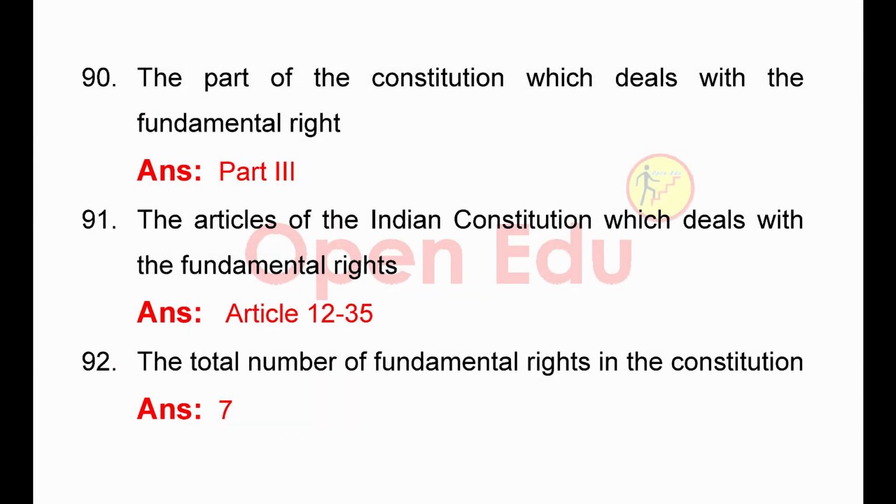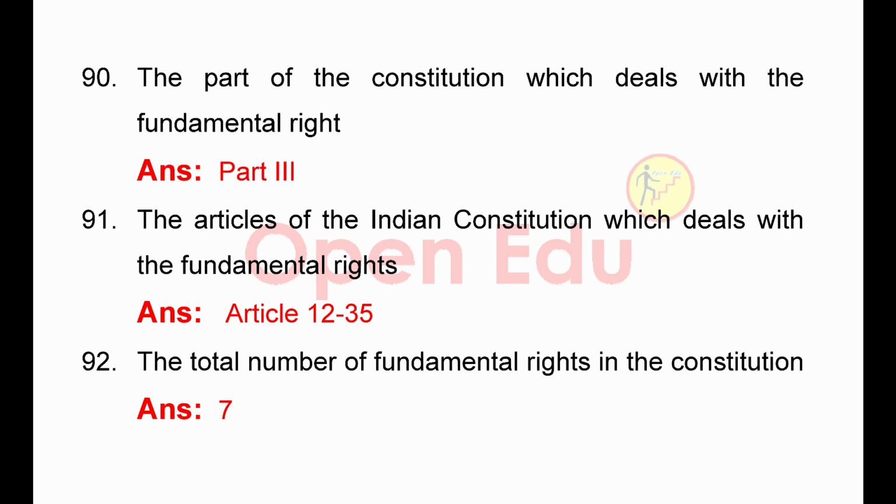Which part of the Indian Constitution deals with the fundamental rights? Part 3. The part of the Constitution which deals with the fundamental rights is Part 3 of the Indian Constitution. Which are the articles of the Indian Constitution which deal with the fundamental rights? Articles from 12 to 35. The articles of the Indian Constitution which deal with the fundamental rights are Articles 12 to 35.